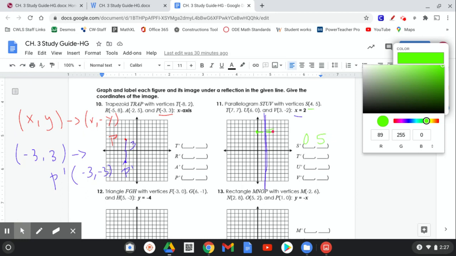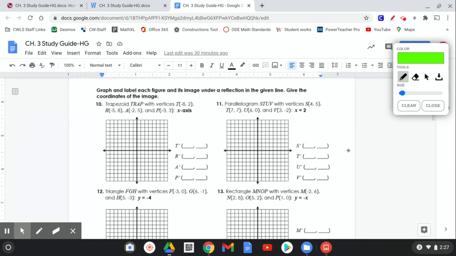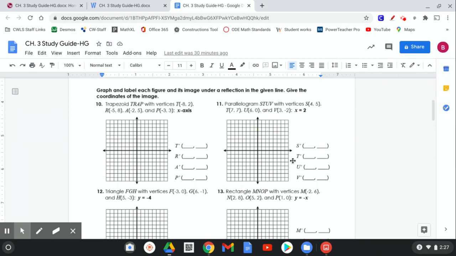All right. So yeah, you guys just got to go through and find the rest of the coordinates by plotting them. Let's see. Let's go to the next part of it.